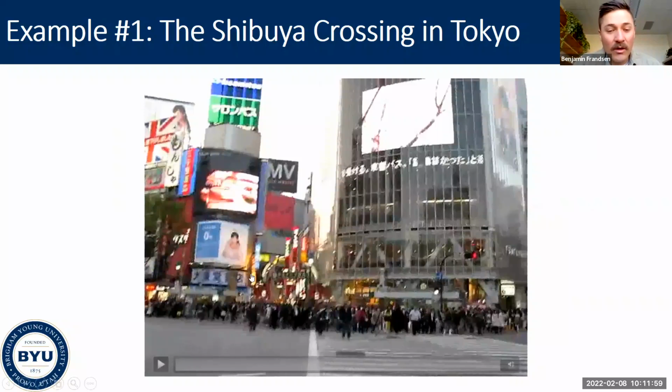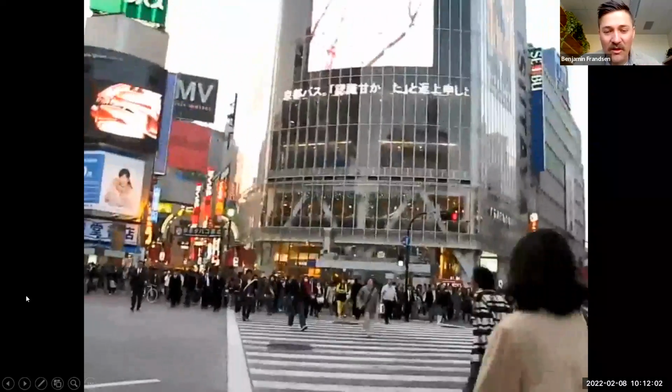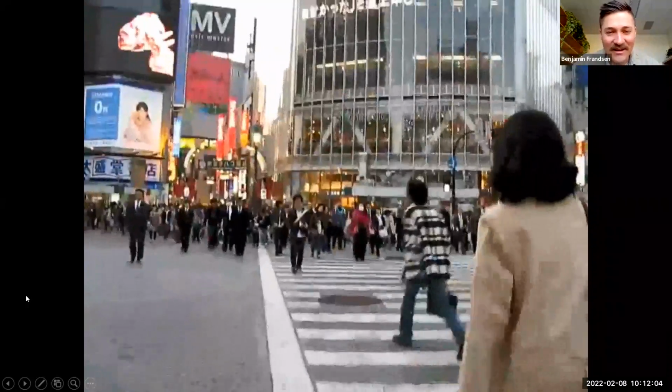And let's look one more time with a local probe. This is a handheld camera.